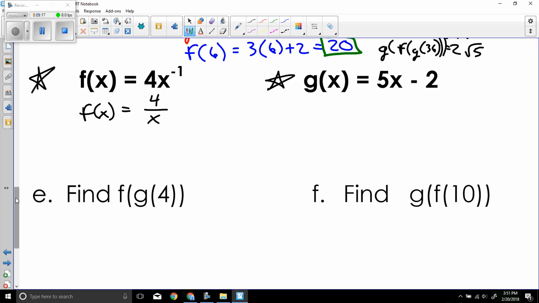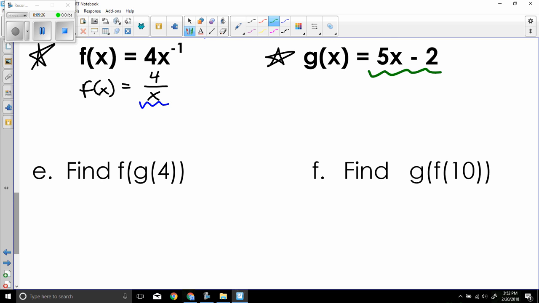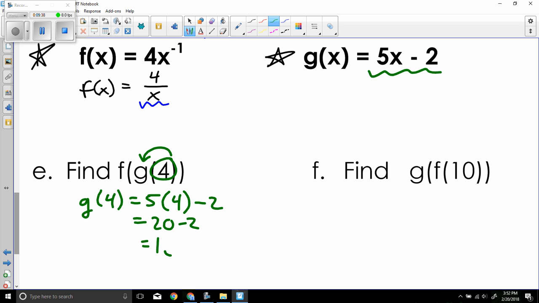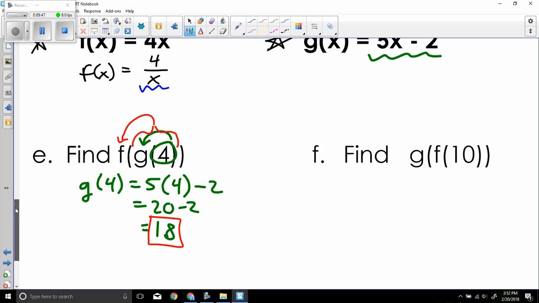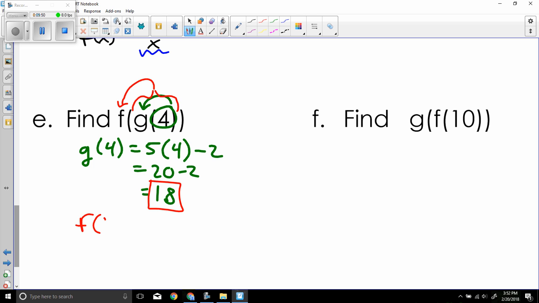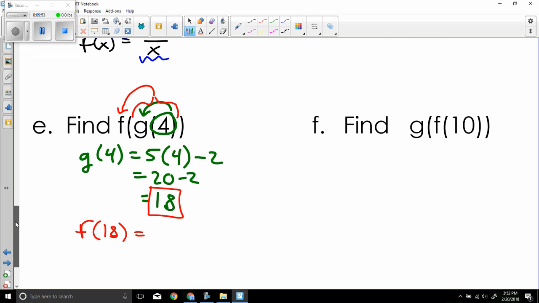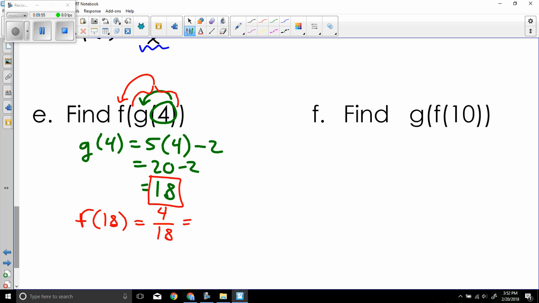Okay, now that you've had a chance to kind of work it through, I am going to work these through. So my first step here is to take this 4 and plug it in. Well, g of 4 is going to equal 5 times 4 minus 2. So that's just 20 minus 2, that's 18. Okay, well that 18 now takes on this entire value, and I'm supposed to plug that into f. Well, let's see here, that would be f of 18, which should equal, well that's 4 over 18, that simplifies to 2 over 9.